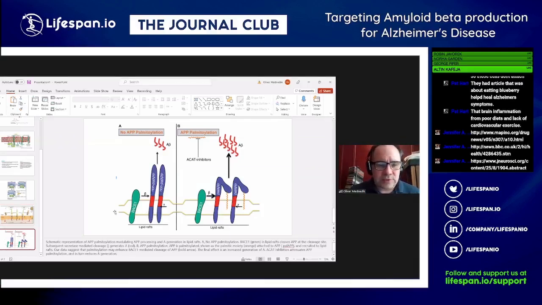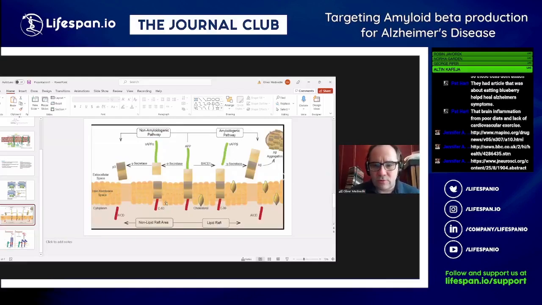So BACE is beta secretase. Once you have more beta secretase activity happening, that is a precursor step for the next enzyme, gamma secretase, to then release this amyloid beta, which is sandwiched between these two. I don't recall if that's the N-terminus or the C-terminus, but basically the middle domains of the protein, which then leads to amyloid beta aggregation once it's released and solubilized, right? And this is happening in lipid rafts.